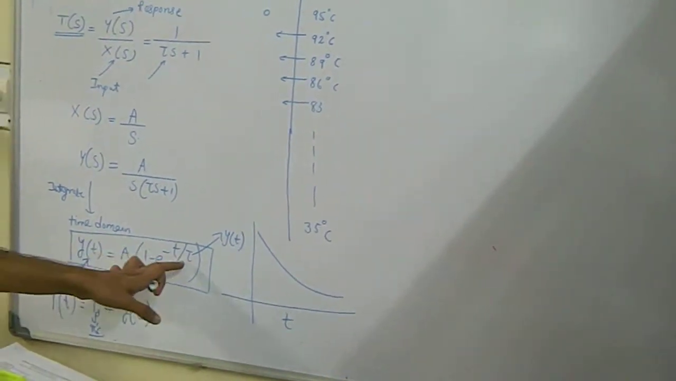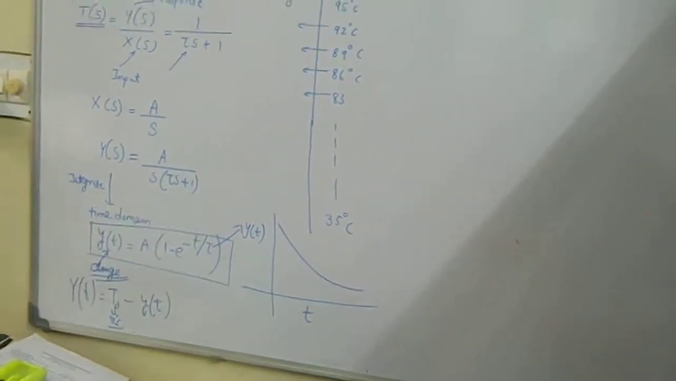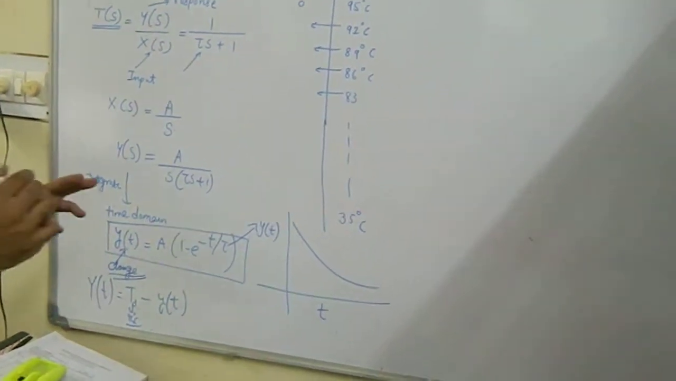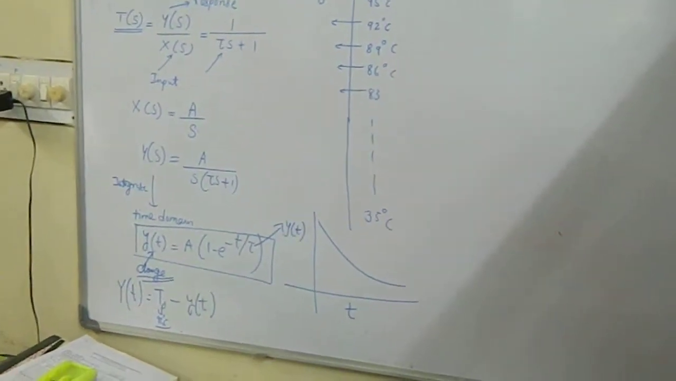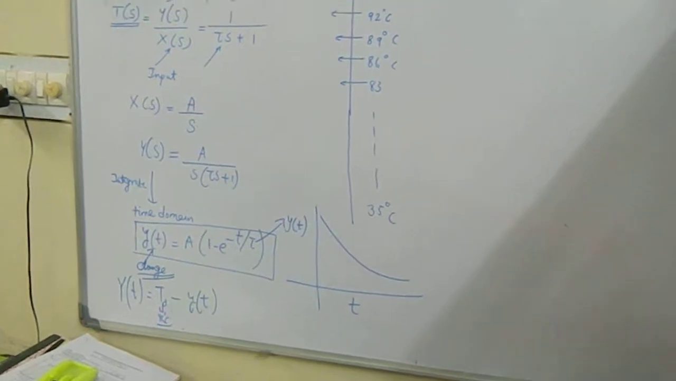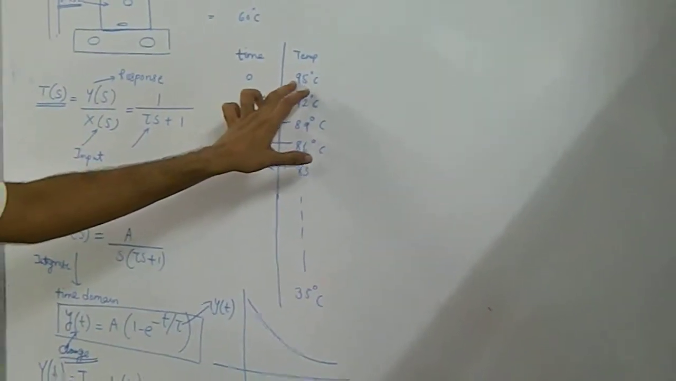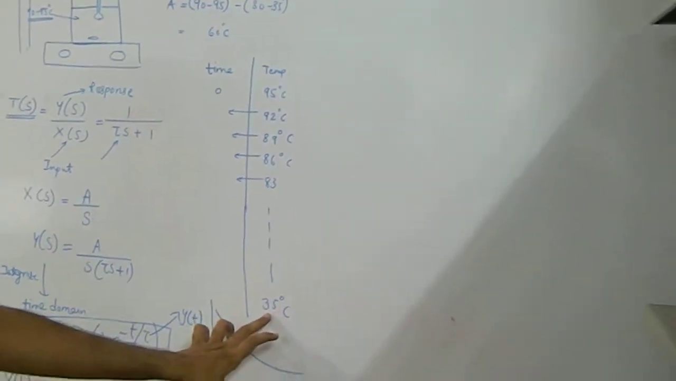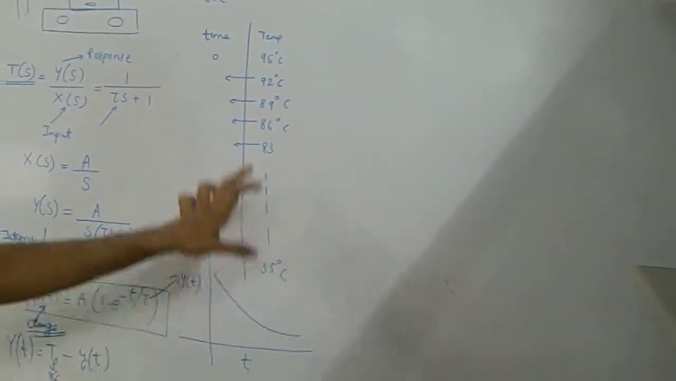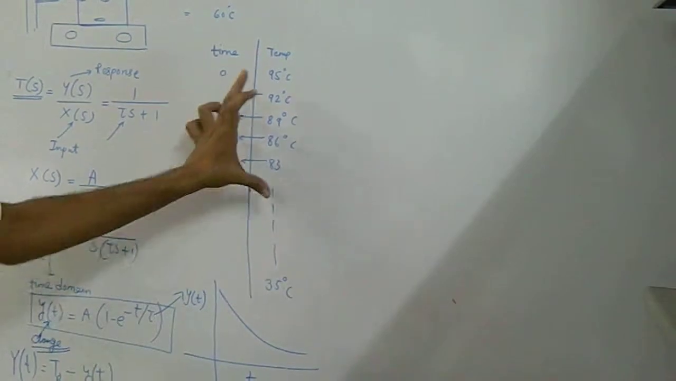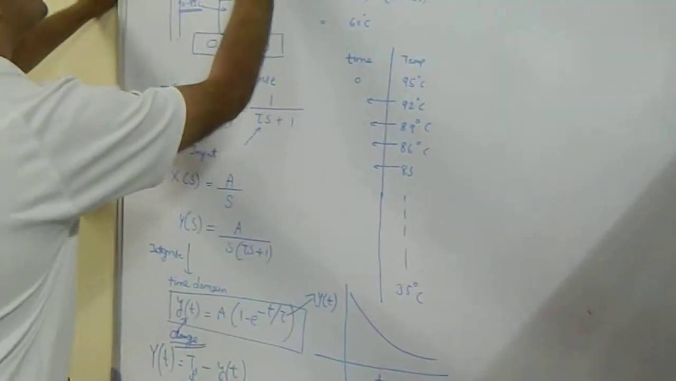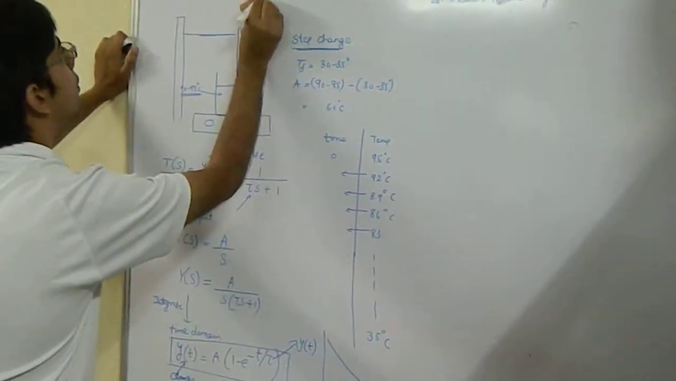So you have to just find out in this equation the unknown tau. What is tau? Tau is nothing but the time required to reach 63.2% of the total response. For example, when your temperature is 95 and finally you are reaching a temperature of 35 degrees Celsius, the total change which you are giving is 60 degrees. This is the total change.